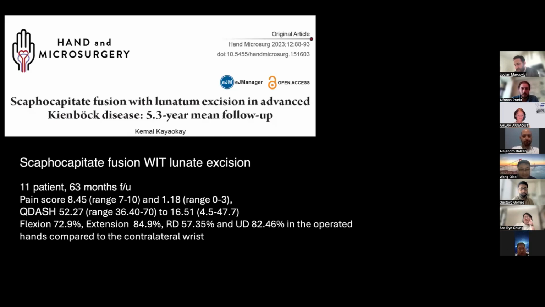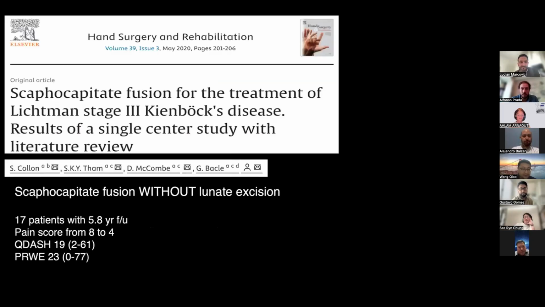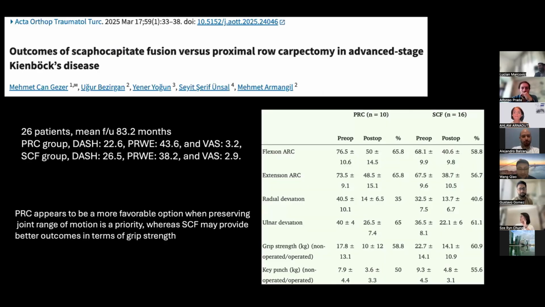We have also seen there are other alternatives. For example, this is a paper that says they do scaphocapitate fusion, but they do not excise the lunate, which they also believe works for the pain. And we have other alternatives. For example, in this case they compare the outcome of scaphocapitate fusion with proximal row carpectomy, which probably is another quite popular option in many centers.